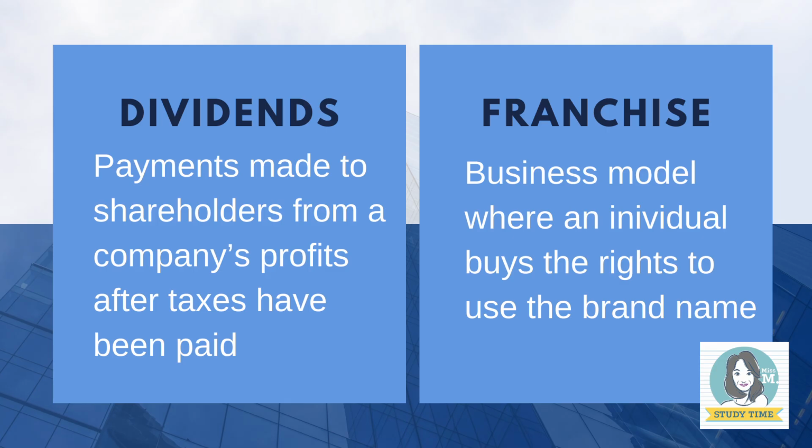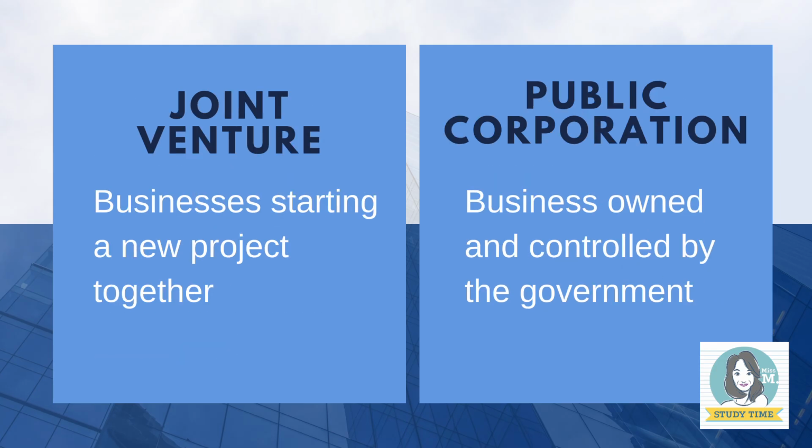The difference is that dividends are cash payments to shareholders from company profits, and the franchise is a business model where franchisees operate businesses using a franchisor's brand and system. Joint venture and public corporation.